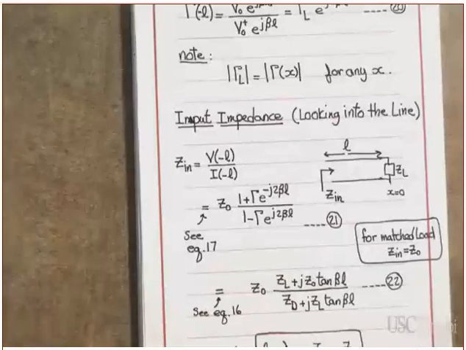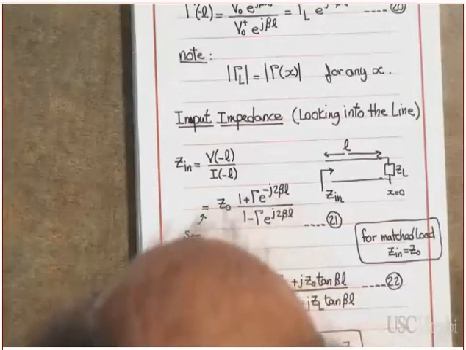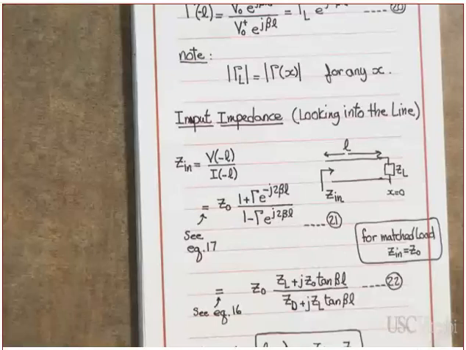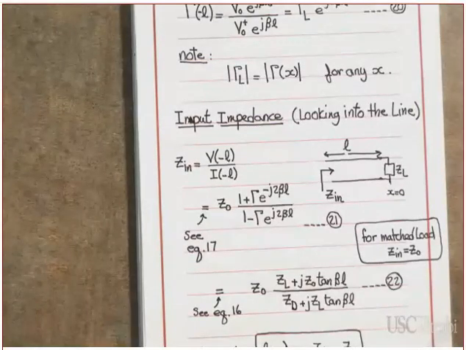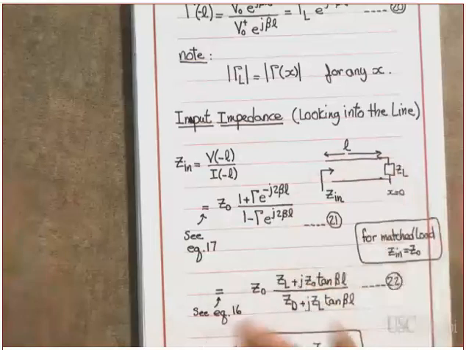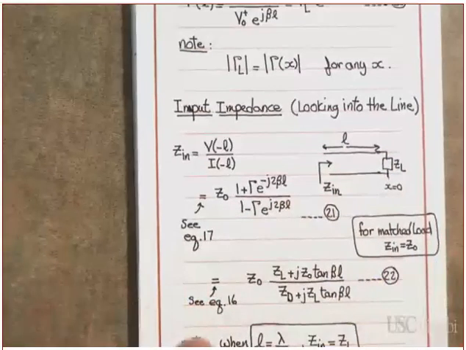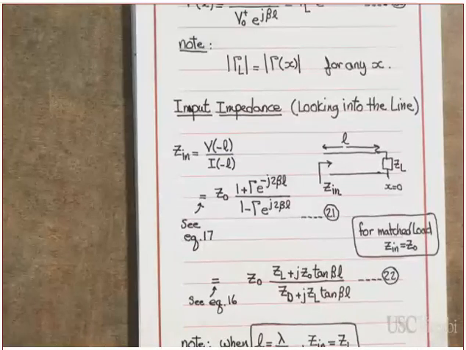A question, true or false? The input impedance is a function of the length of the line and the characteristic impedance only. True or false? Why? Okay, so I forgot about gamma. I'm sorry. One more time. I'm going to repeat the question. The input impedance is a function of the load, the characteristic impedance, and the length of the line. True or false?